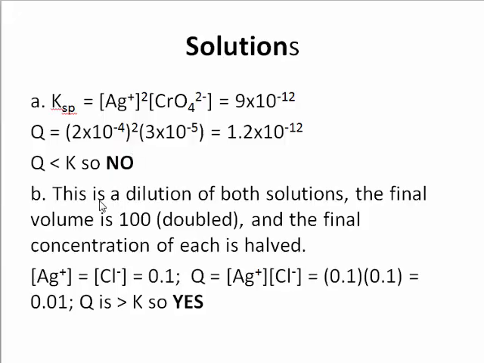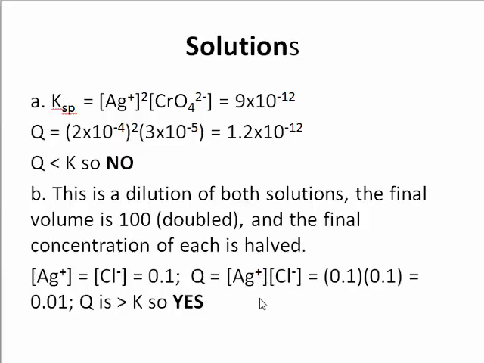Alright, now in our silver chloride example, we have, as I said, a dilution of solutions. The final volume is 100 milliliters. So the final volume is doubled, and the final concentrations of silver and chloride are halved. Alright, which means the concentration of silver and the concentration of chloride are each 0.1, not 0.2.